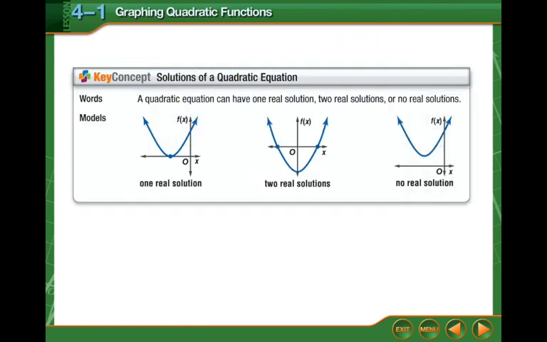So this is what you would get every time you either have one solution where it crosses the x-axis one time, basically the vertex is on the x-axis, or you have two real solutions where it crosses like we just had, or you have no real solution where it doesn't cross at all. And we'll talk more about what happens whenever we have no real solution later on. But for now, we're just focusing on when we have real solutions. Because there's an opposite thing to real.